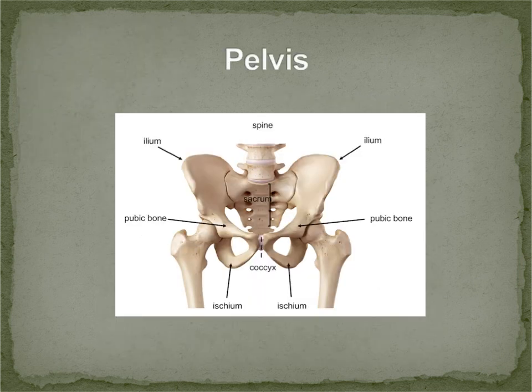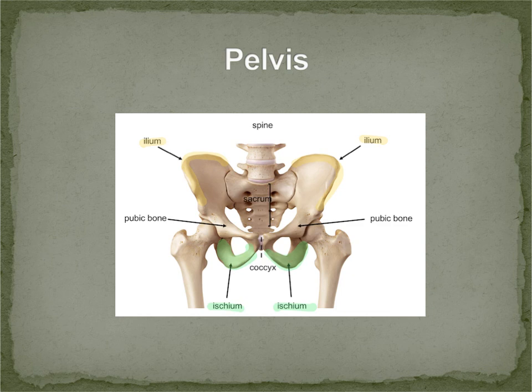The pelvis is made up of several parts. The top of the pelvic bone here is called the ilium. You can see that on both sides. The bottom sections are called the ischium. And those are in alphabetical order. I comes before S, so ilium's on top, ischium's on the bottom.